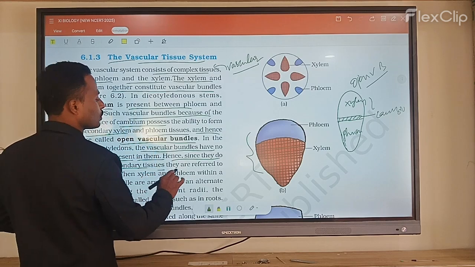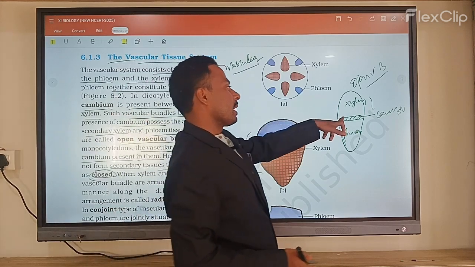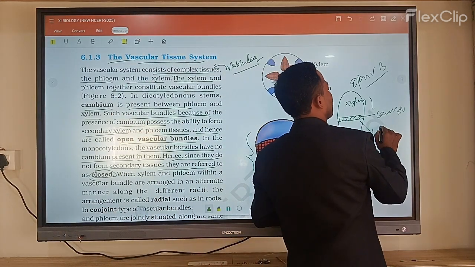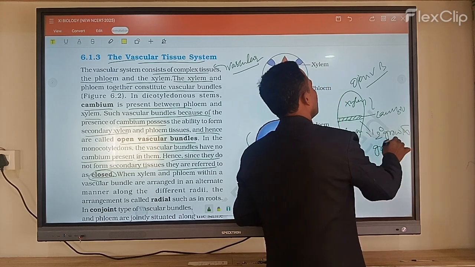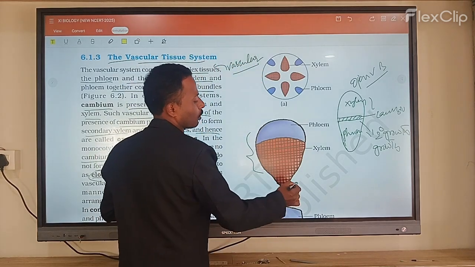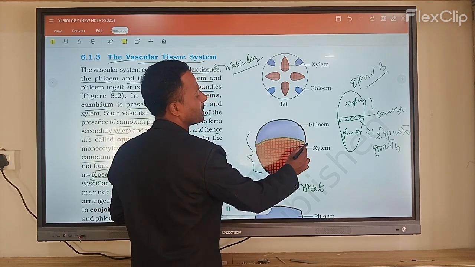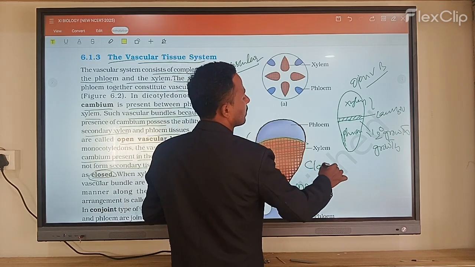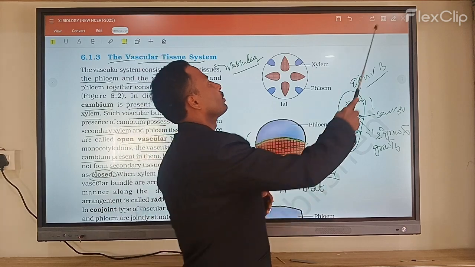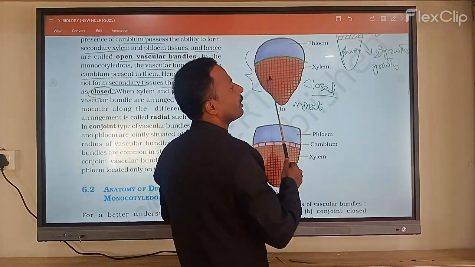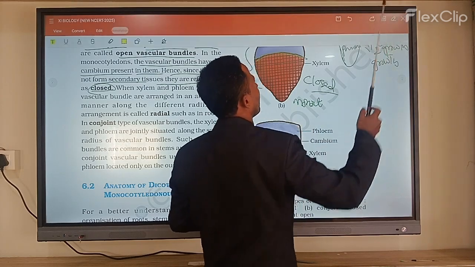In monocotyledon plants, the vascular bundles have no cambium present, hence they do not form secondary tissues and are referred to as closed vascular bundles. When cambium is present, secondary growth occurs. But in this monocot structure, cambium is absent. Such a vascular bundle is the closed type of vascular bundle. And here secondary growth is also absent.